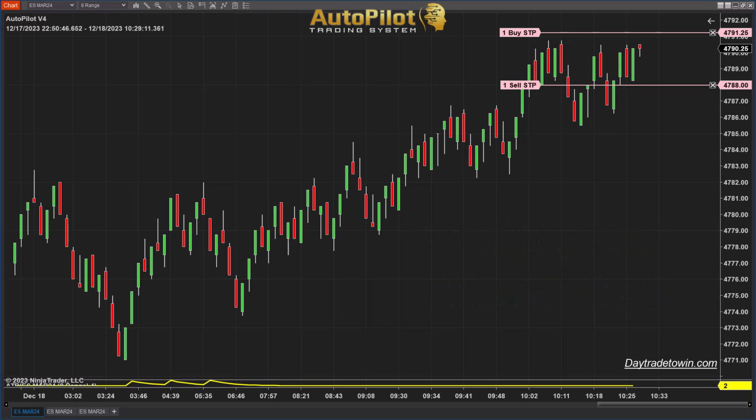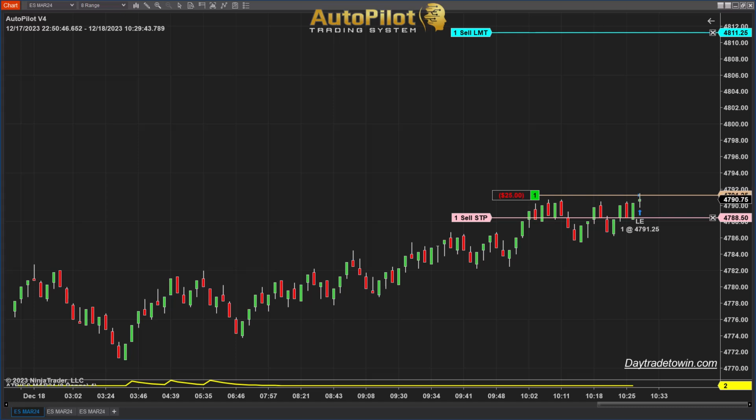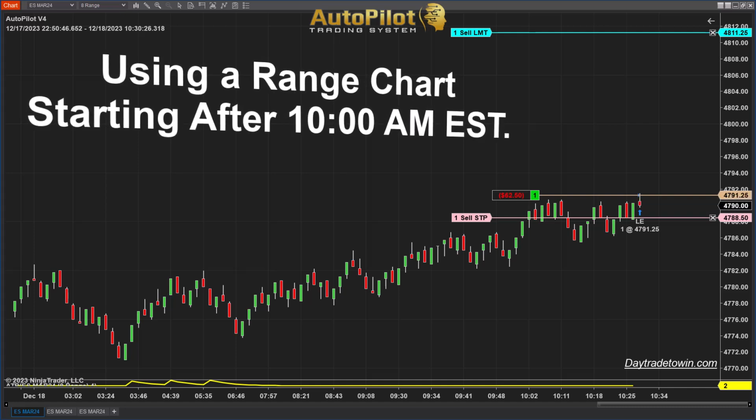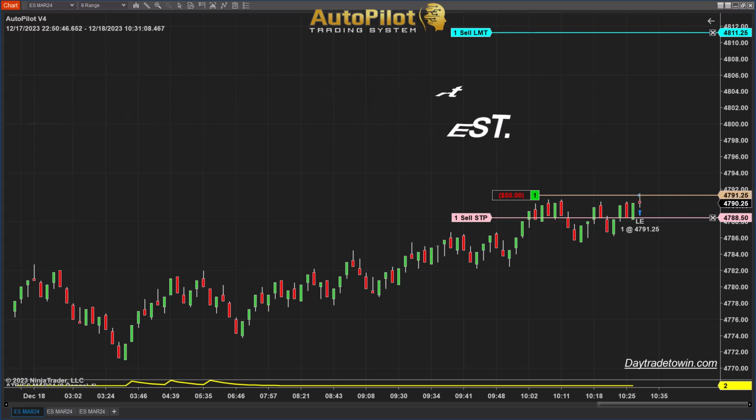So the Autopilot Trading System typically is being used on a range chart or a minute chart. What you're seeing right now is a range chart. It's currently in a long position. Started about 10:30. I recommend you start the Autopilot Trading System after the news events or any type of news event. So 10:30 is typically a good time to start. So I'm starting it here at about 10:30.